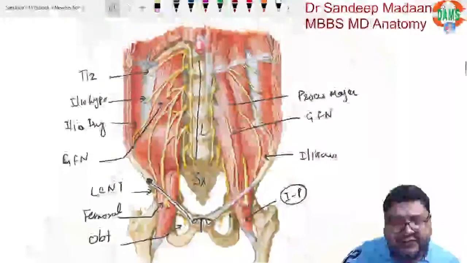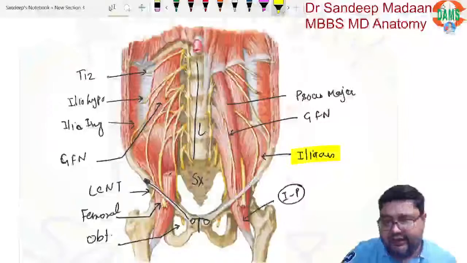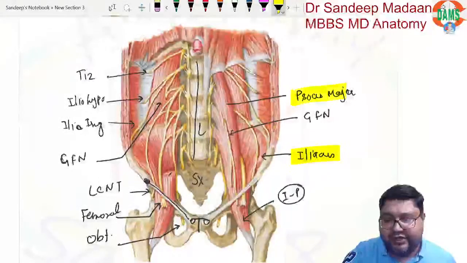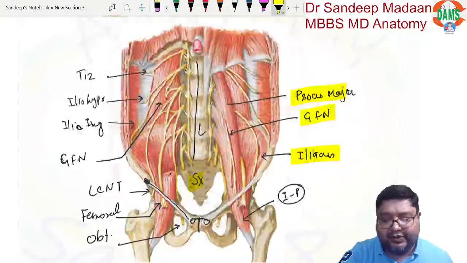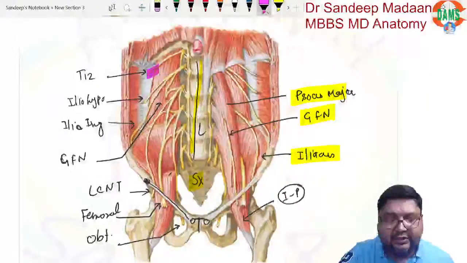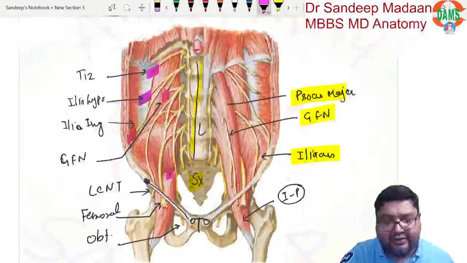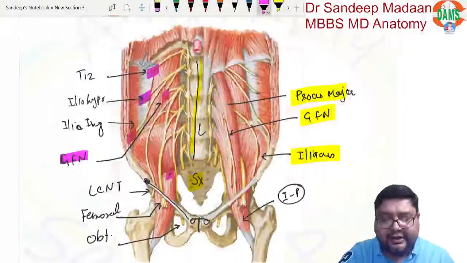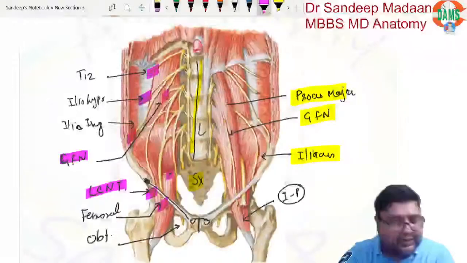Then we came here and we identified all the structures. I hope you remember that this one was iliacus, this one was psoas major, which was pierced by the genitofemoral nerve. This is the bone sacrum and these are the lumbar vertebrae. And then you could see this was T12 subcostal nerve, iliohypogastric, ilioinguinal. When the muscle was cut, the nerve was also cut. This is the genitofemoral nerve. In the lateral angle, we have the lateral cutaneous nerve of thigh. This huge branch is the femoral nerve.